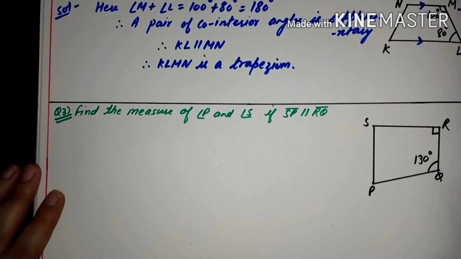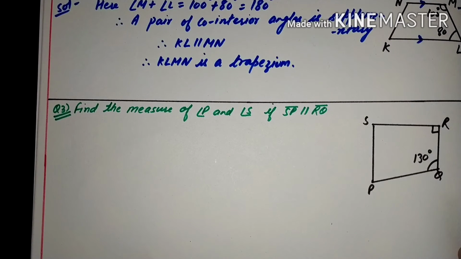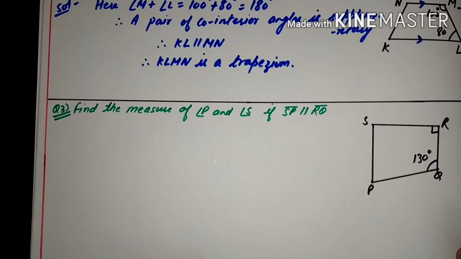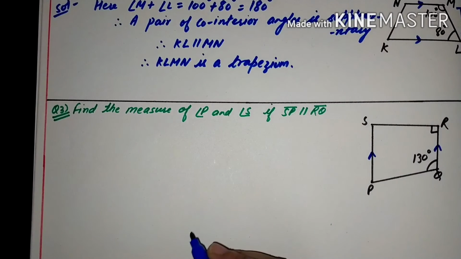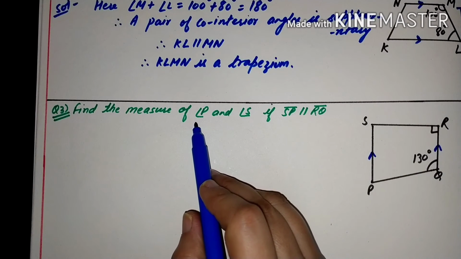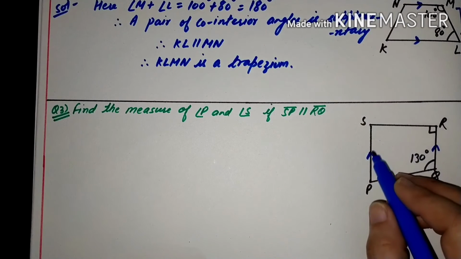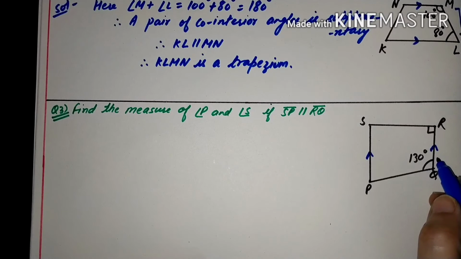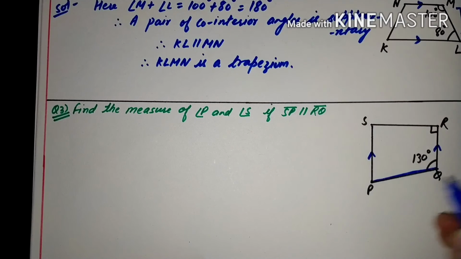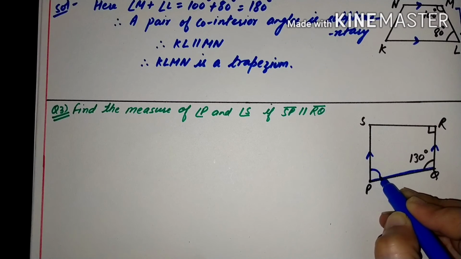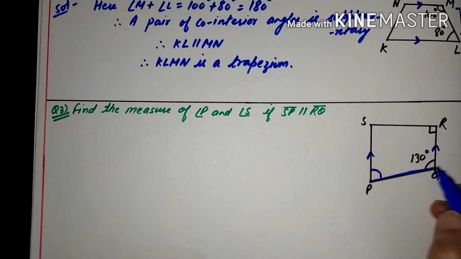After that, question number 3. Find the measure of angle P and angle S if SP is parallel to RQ. You are given that SP is parallel to RQ and you have to find the measure of angle P and angle S. So as you know, if SP is parallel to RQ, then PQ is a transversal in this case. So that means this angle P and angle Q would be supplementary as the lines are parallel.